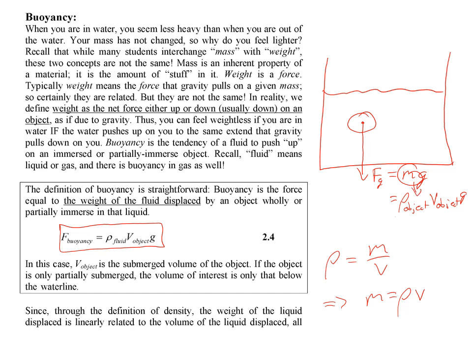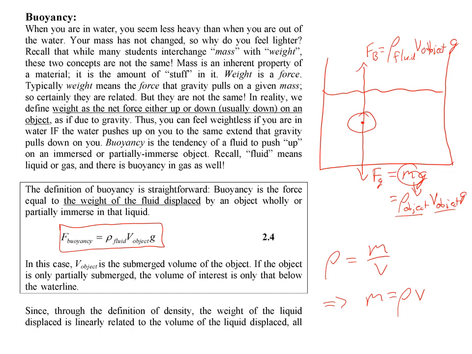Mass is equal to the density of the object times the volume of the object. Now we'll take a look at the buoyant force acting on the object, and we'll see that there are some similarities and some differences. The buoyant force is equal to the density of the fluid times the volume of the object times g.